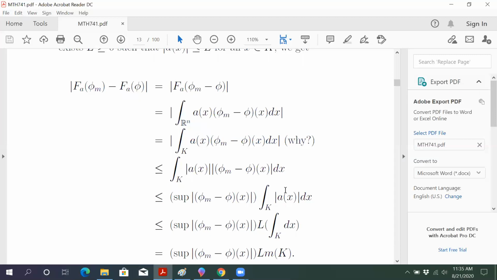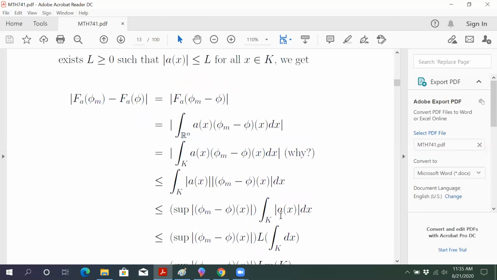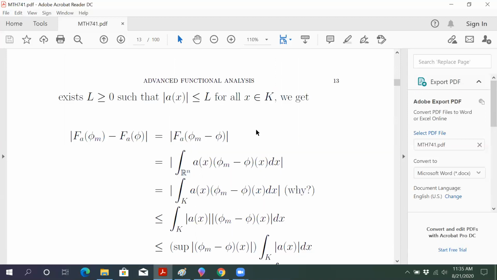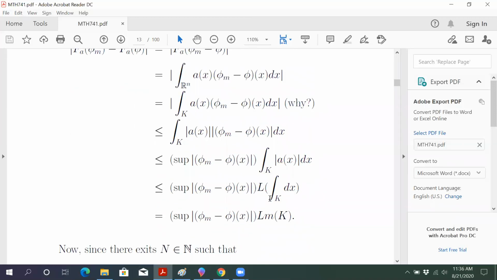Now look at here, again, something similar. This is less than sup L times integral 1 dx on K. Why is it like that? Why do we have this? This integral is less than L times integral 1 dx over K. Similarly, L is an upper bound for this value. It means for every x in K, the absolute value of A(x) is less than L. You just integrate on both sides. Now L is a constant, it moves out of the integral, so you get sup L integral 1 dx on K.